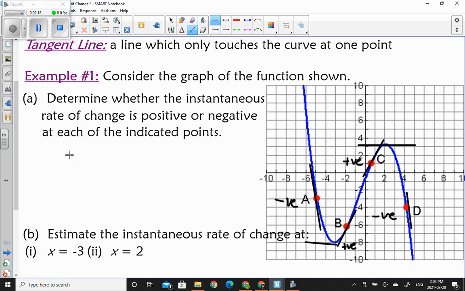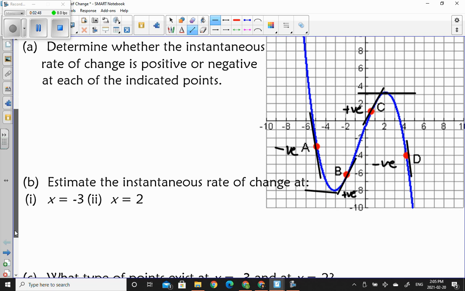So we can tell that for the parts of the function that are decreasing as you go from left to right, the slope is going to be negative. And for the parts of the function where it's increasing as you go from left to right, the slope is going to be positive, or the instantaneous rate of change is going to be positive. And at the maximum and minimum values, the IROC values are going to be 0.